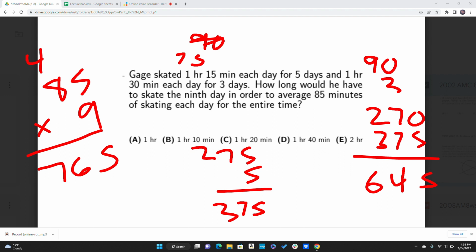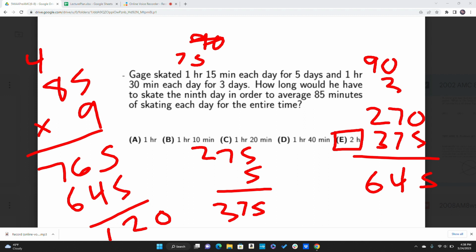So Gage has already skated 645 minutes, and we need him to skate 765 minutes. So how much more skating does he have to do? Subtracting, we get 120 minutes. 120 minutes, simplifying that down, that's 2 hours worth of skating that Gage would have to do on day 9 to average 85 minutes for that 9-day period.